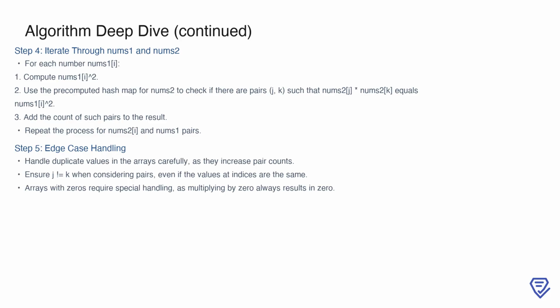Additionally, we need to handle edge cases. Duplicate values in the arrays require careful attention, as they increase the pair counts, and we must ensure the indices of the pairs are distinct. Special handling is also required for zeros, as the product of any number with 0 is always 0, which could lead to invalid triplets if not managed correctly.